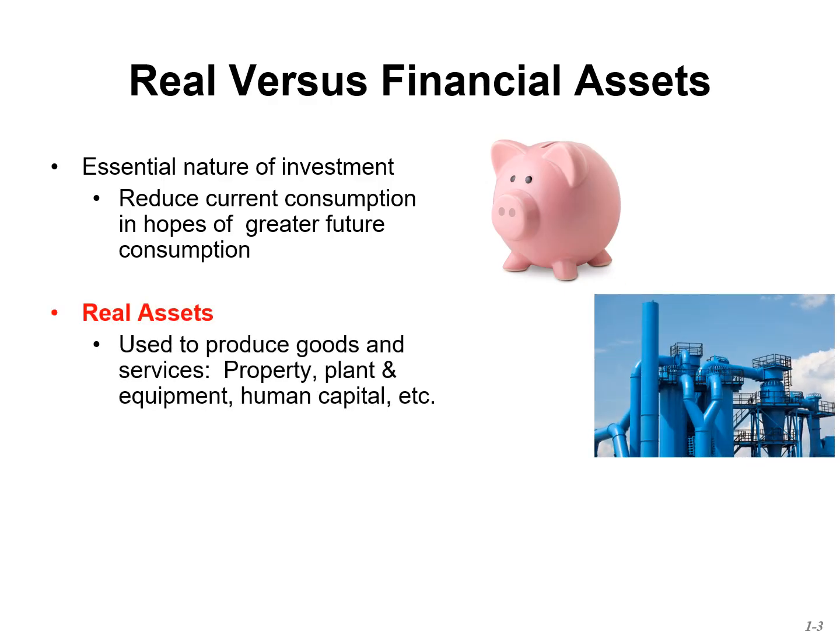Let's talk about real assets first. These are the tangible resources like property, plant, and equipment, as well as intangible ones like human capital and patents. Real assets are the cornerstone of the economy because they are used to produce goods and services. They represent the physical or direct claims on a company's output and are what ultimately determine the productive capacity and economic wealth of a society.